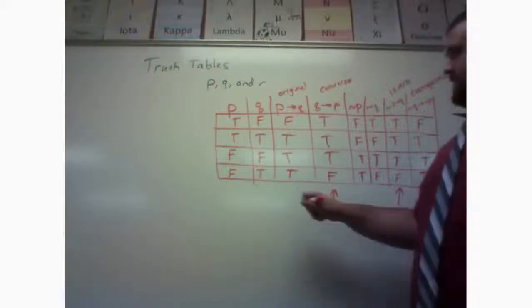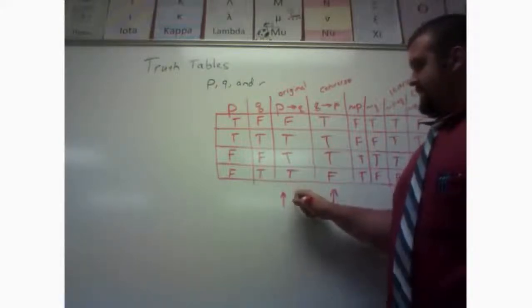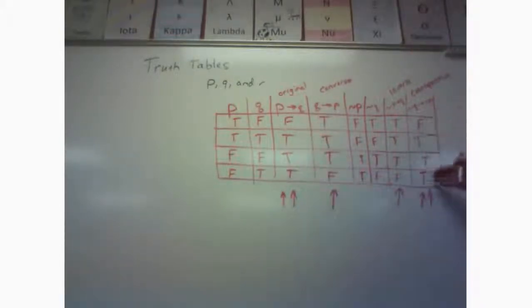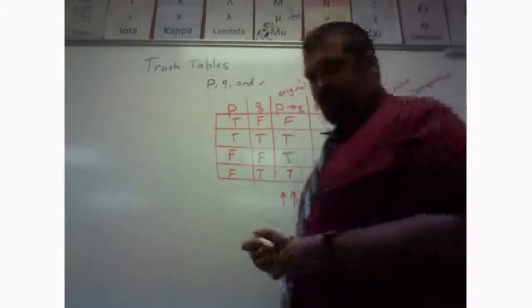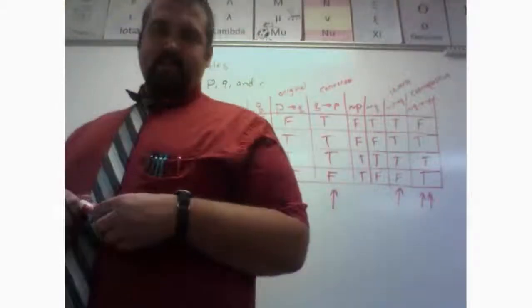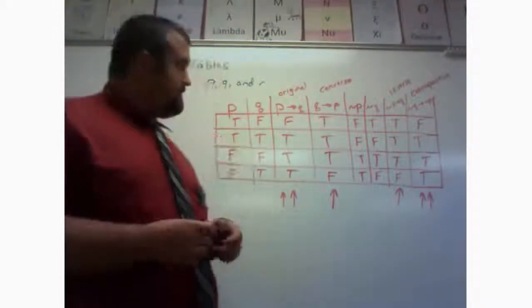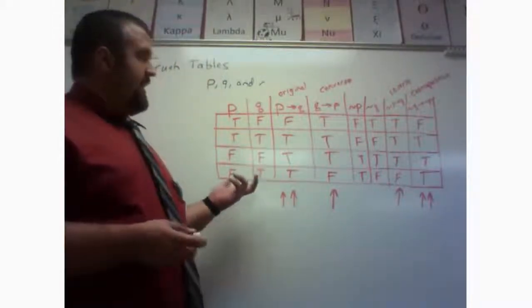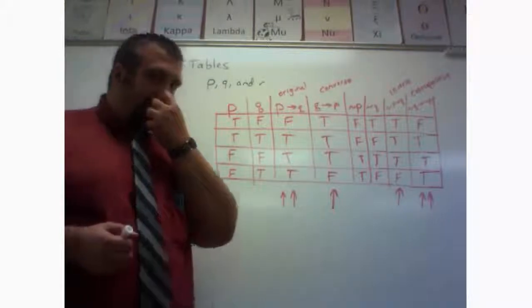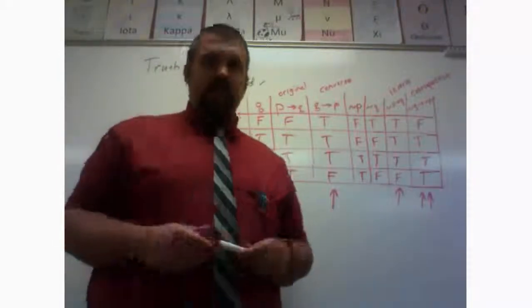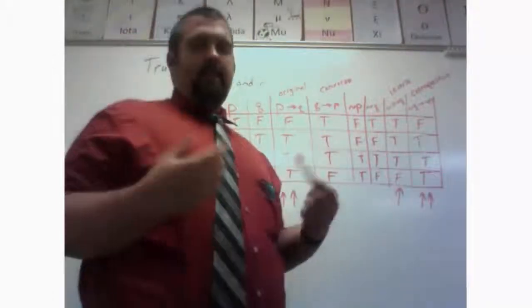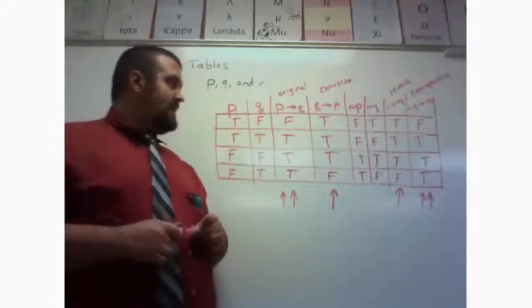This one with double arrows and this one with double arrows. The entire column is identical. So the conditional statement and its contrapositive are equivalent. This is how you write a truth table. Something like this. And this is how you determine truth value for them. If you have more questions, please feel free to ask.